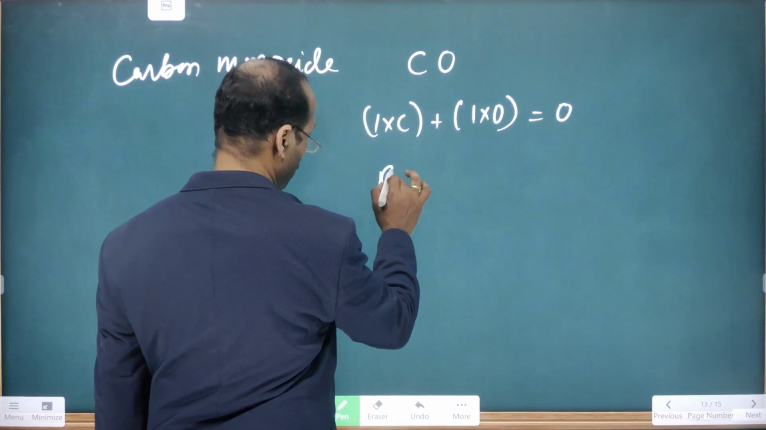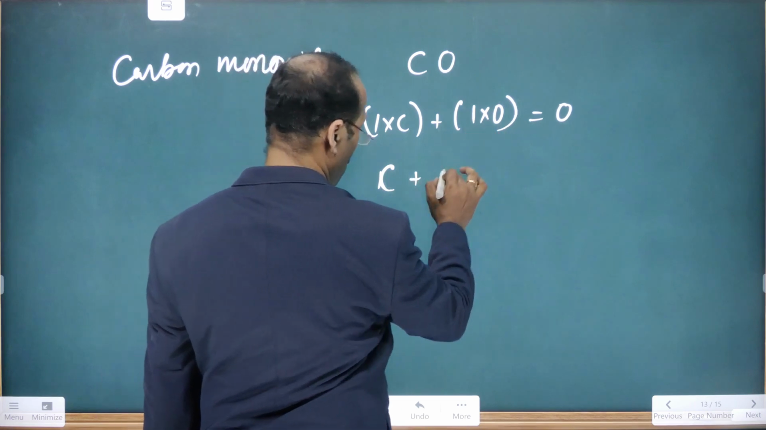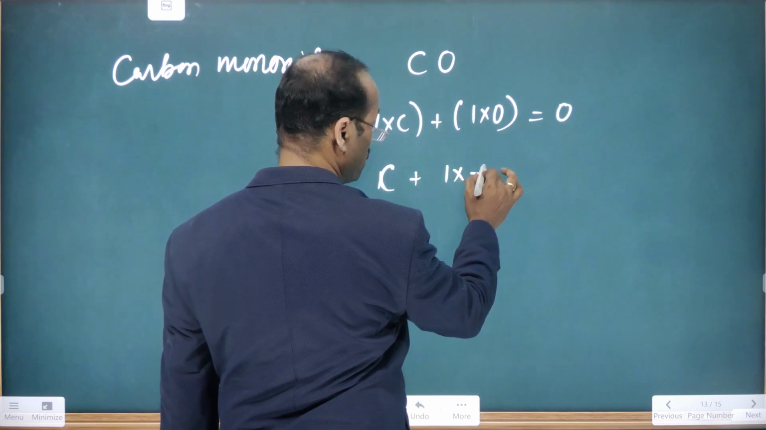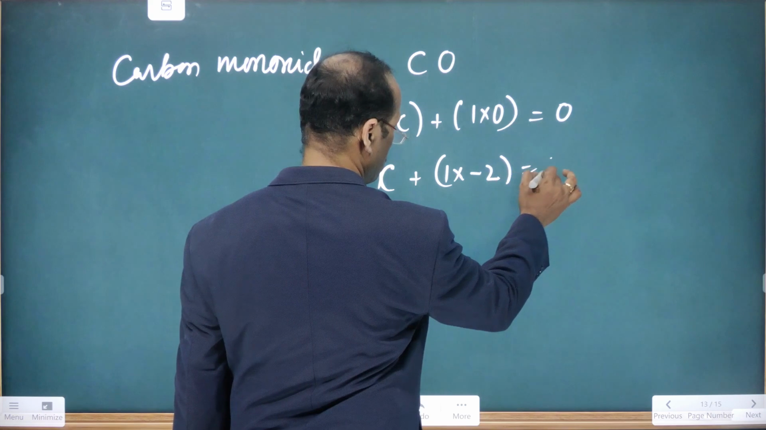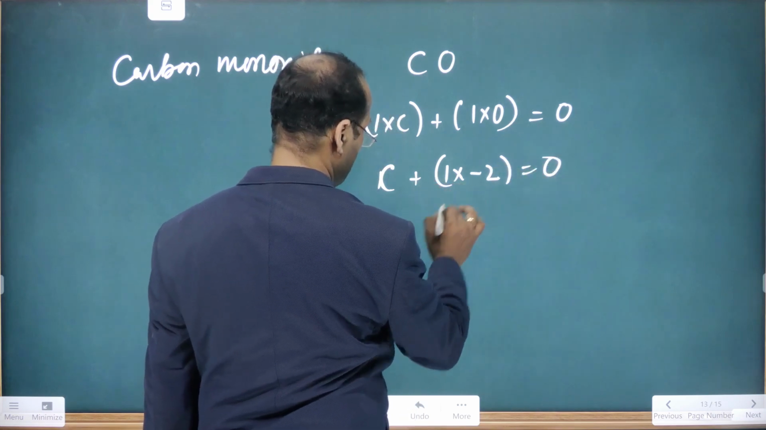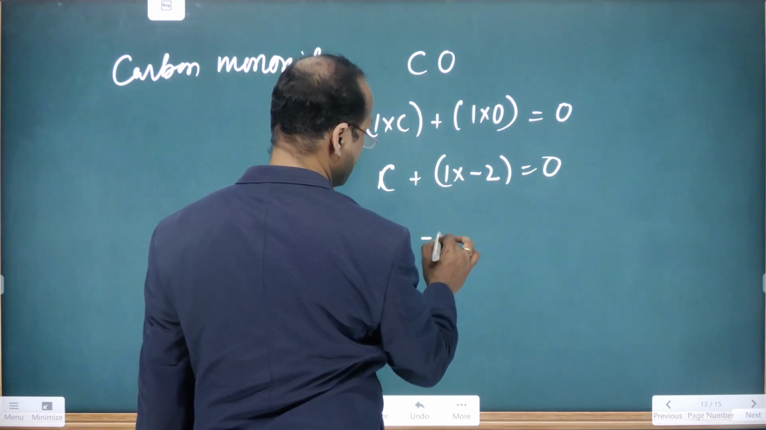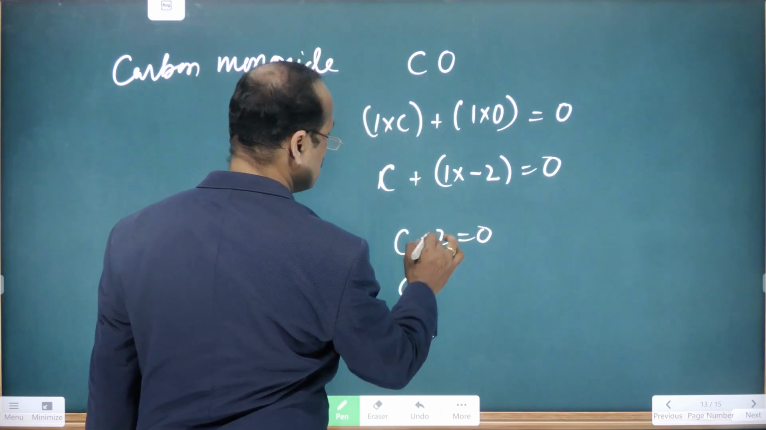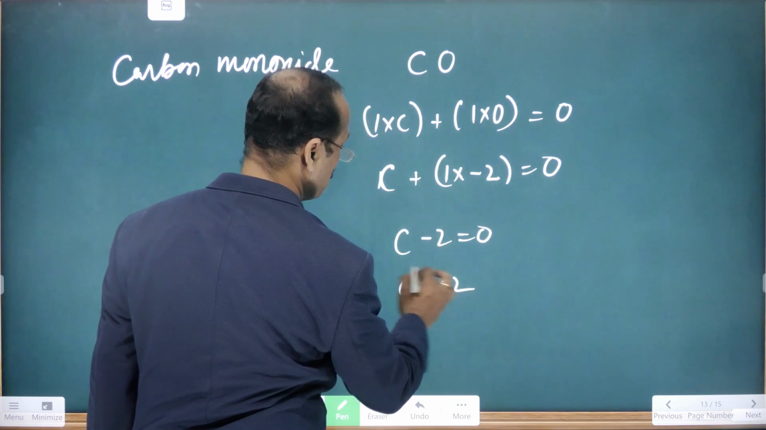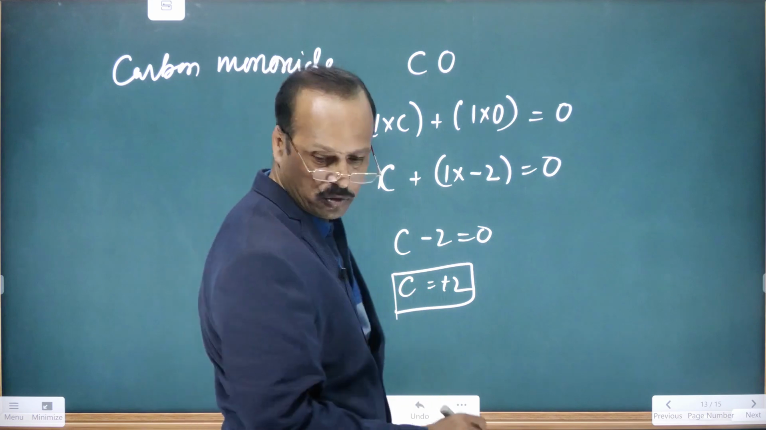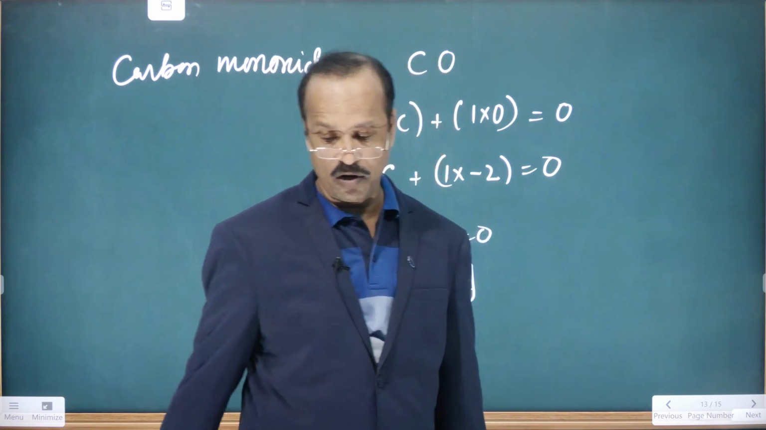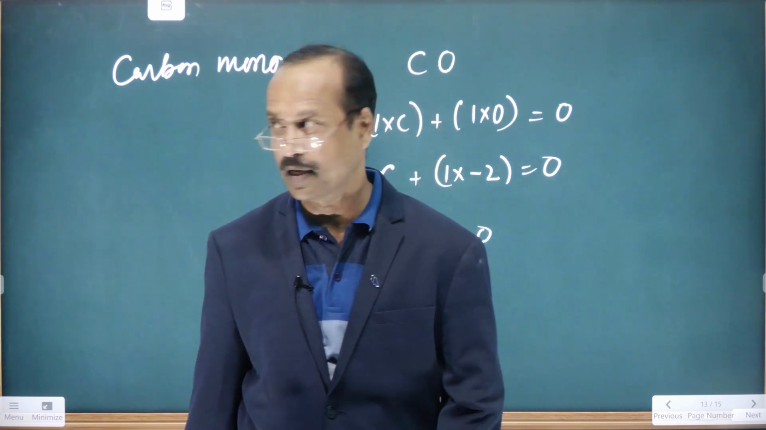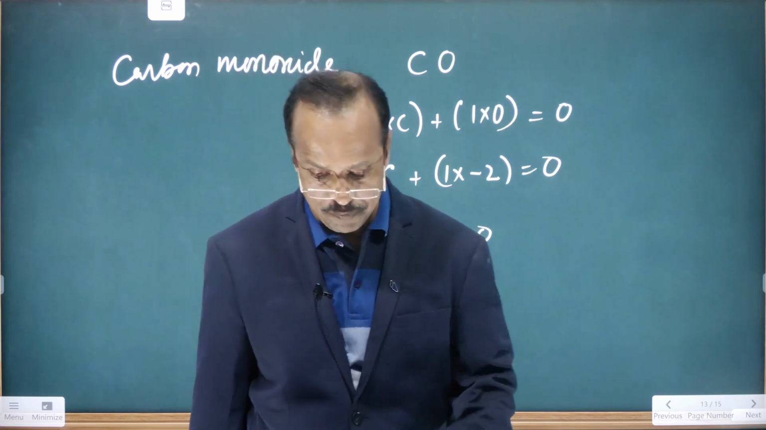So 1 into carbon, I'll write carbon only, plus 1 into oxygen. Oxygen oxidation number is what? Minus 2, is equal to 0. So carbon plus 1 into minus 2, which is minus 2, is equal to 0. Now minus 2 is going there, it becomes plus 2. So the oxidation number of carbon is plus 2. Clear? So this is about the oxidation number.